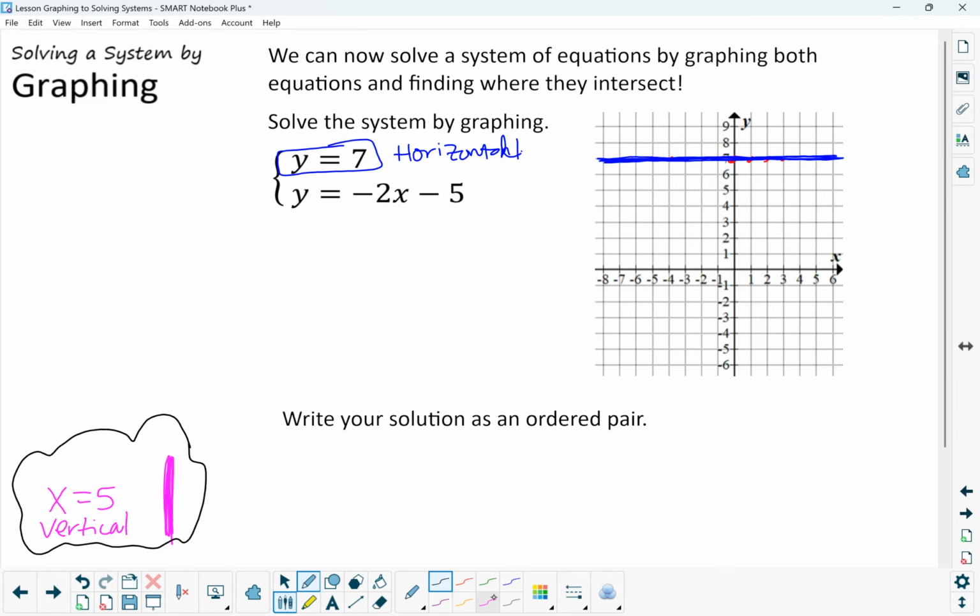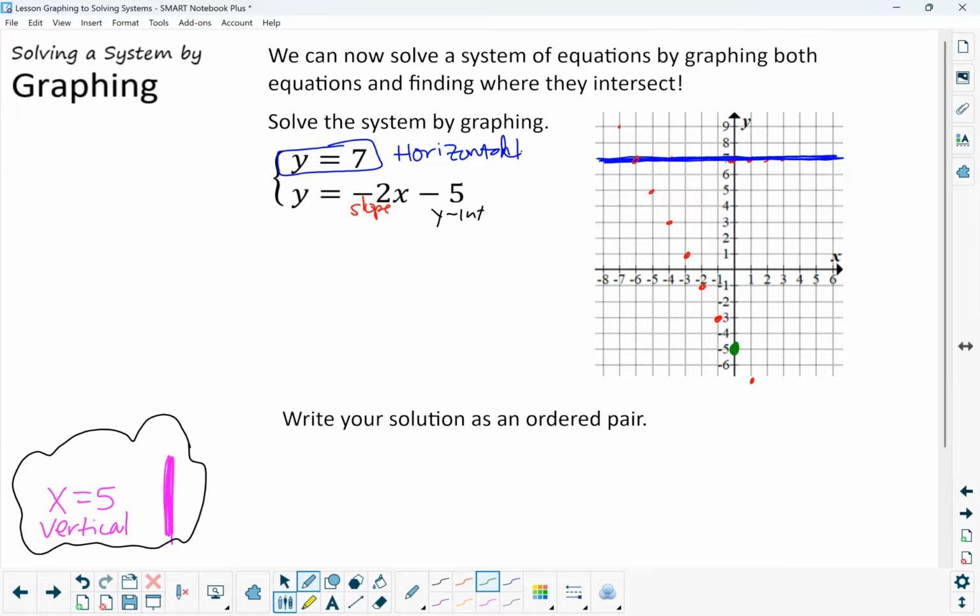All right, so our second line, y equals negative 2x minus 5. The y-intercept is negative 5. So starting down here, and the slope of this is negative 2. So we're going to count down 2 over 1. If you have a situation like this where it kind of goes off the graph, you just do that pattern backwards. So I'm going up 2 and back 1.